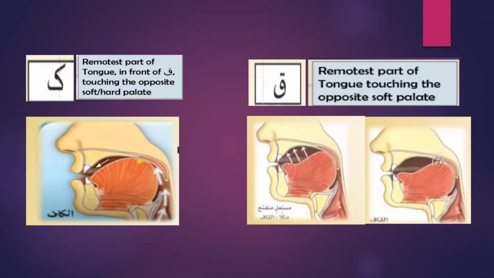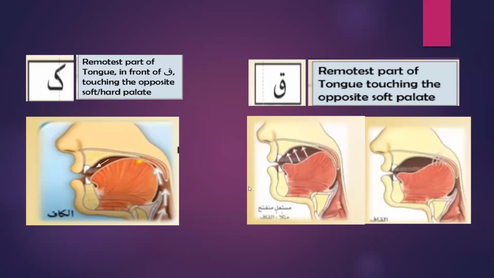However, under the qaf, towards the mouth, comes the letter kaf. Again, this is also from the back of the tongue, or the remotest part of the tongue, in front of the qaf. And what it touches is the soft and the hard palate. As you can see from this yellow dot, for the kaf, the tongue is raised and is touching the soft and the hard palate. So the kaf will be pronounced lightly.